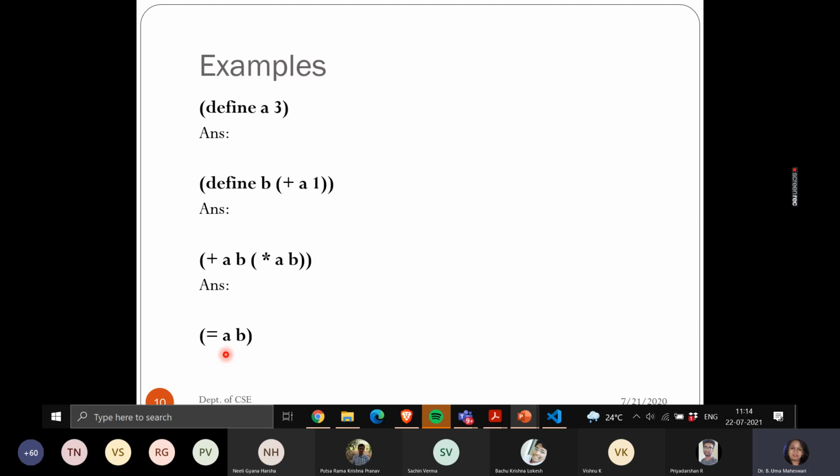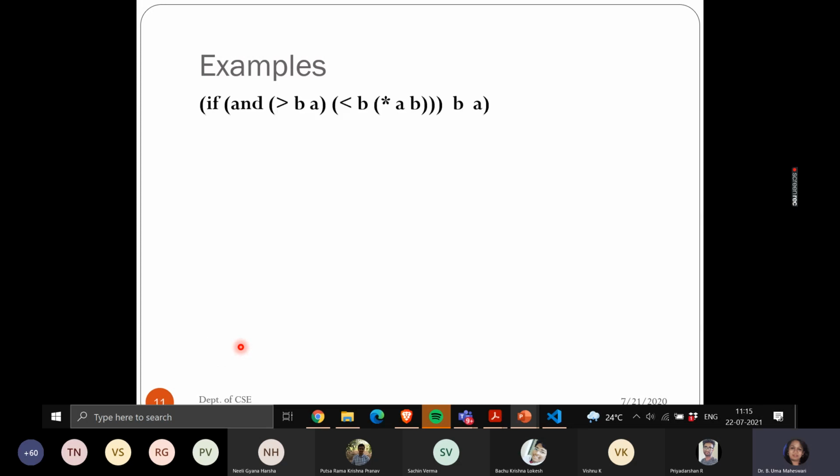Let's look at A is 3 and B is 4, and equality applied. So what value will it return? If you know this simple question, I would ask the final year students. A is 3 and B is 4. So 3 is equal to B, it is false. So what will it return? Hash F. It will return hash F.